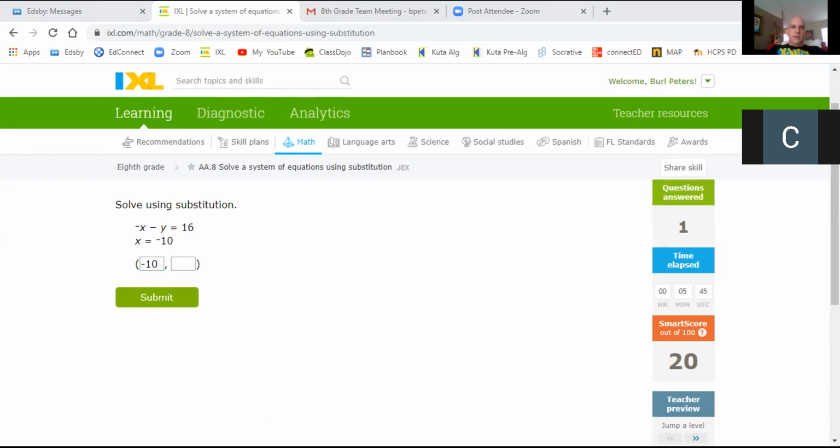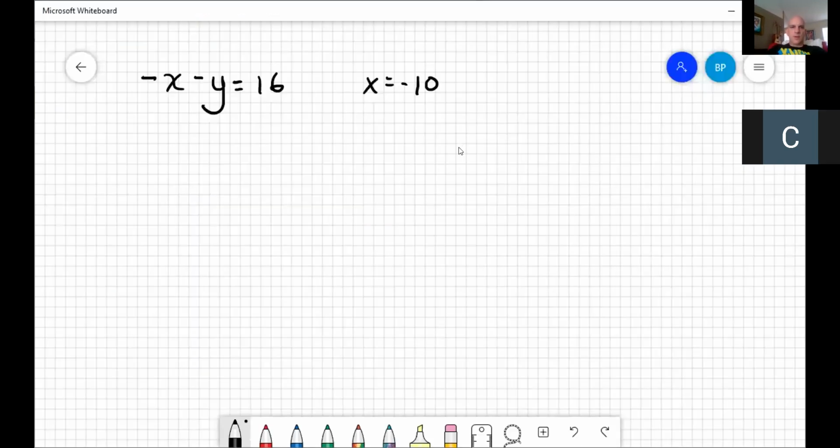So let me rewrite the rest of this over onto the whiteboard and we'll solve the remainder. And again, we've got a standard form equation here with negative x minus y equals 16 and the x is equal to negative 10. All right, so first thing we want to do if we've got that standard form is put it into slope-intercept. So let's do that first. And this is why we learned that in the last unit at the end here, so we could use it in this unit for solutions.